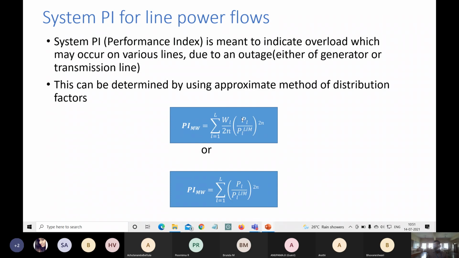So that maximum capacity of the line will be given by PL limit, and this PL is the actual flow of power and WL is the weightage factor, and here N is the positive integer. N should be always positive.